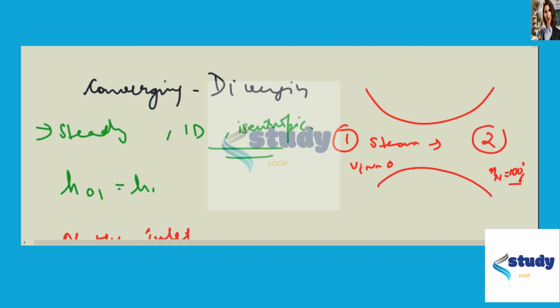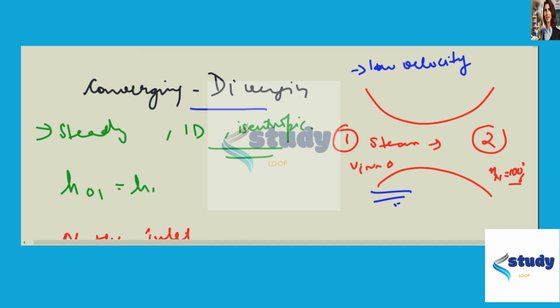So in this question, as you see, the steam enters a converging diverging nozzle with a low velocity. So it is a low velocity. So the figure would look like this, right?